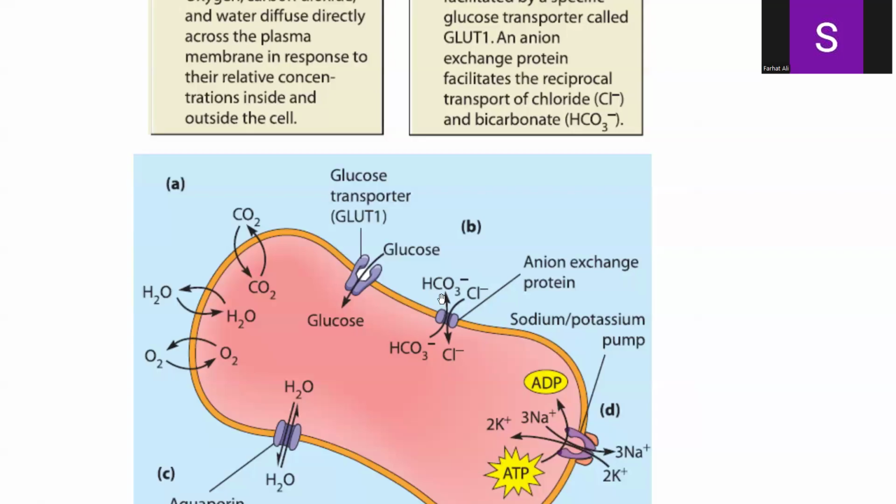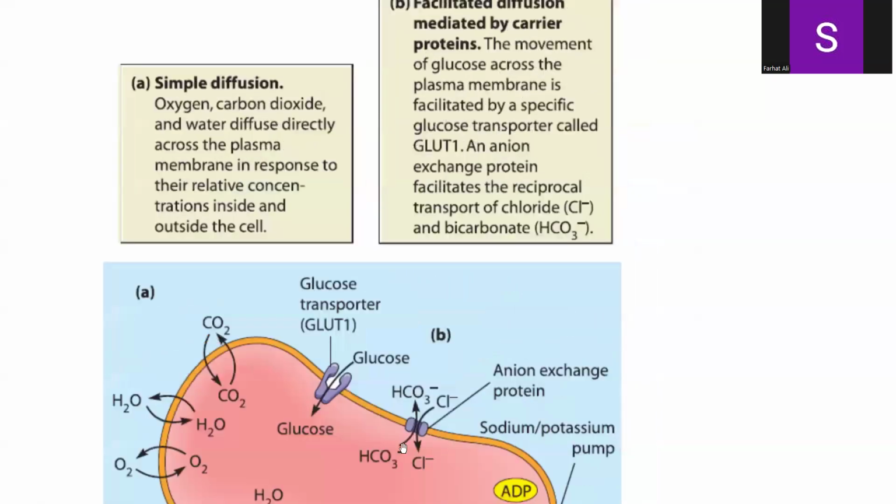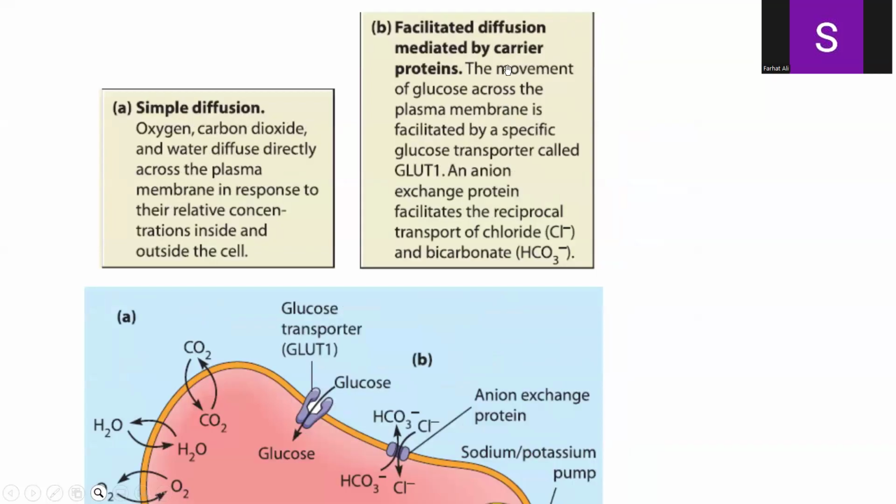So bicarbonate exported and chloride imported, or vice versa. When bicarbonate is imported, chloride will be exported out of the cell. In this manner, the cell will be able to maintain electrical neutrality, meaning that the total number of ions in the cell will remain the same. So the glucose transporter and the anion exchange channel, they both are examples of the process of facilitated diffusion. This process is mediated by these carrier proteins.